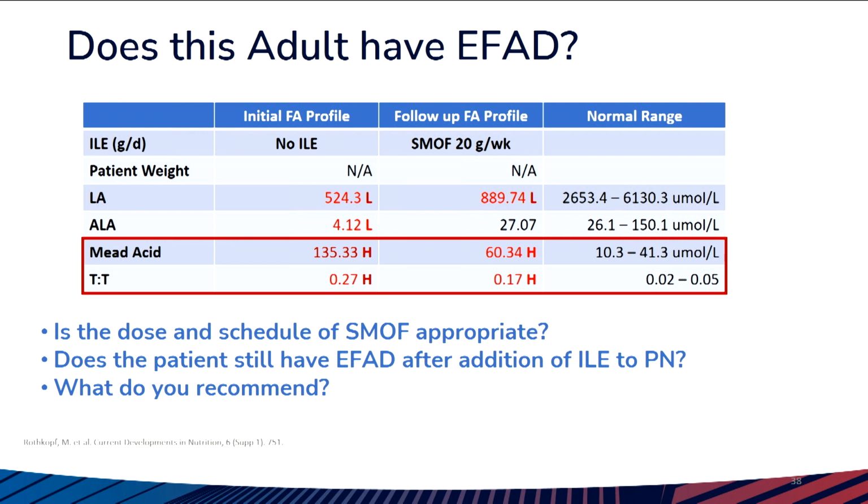Does the patient still have EFAD after the addition of the ILE? I say yes. Even though technically the TT ratio isn't 0.2, it's 0.17, that's high enough, especially in the presence of a high mead acid and a low LA. I would still call that EFAD, and the dose needs to be increased, which is what my recommendation would be. Need to look at dosing the alternative lipid daily at the appropriate dose for the patient.